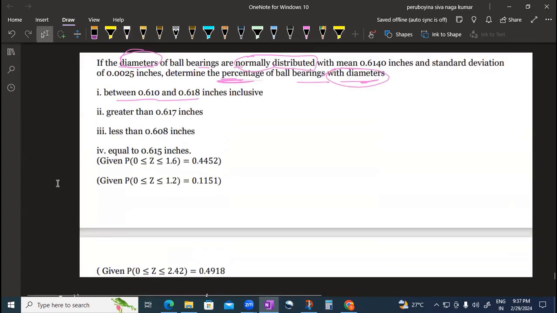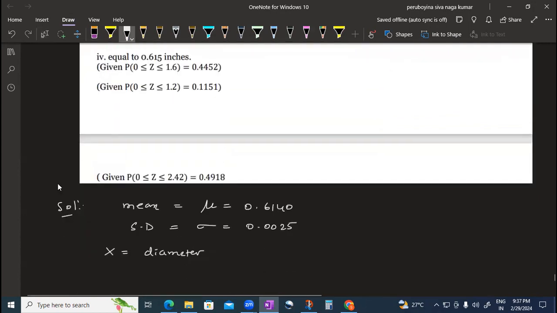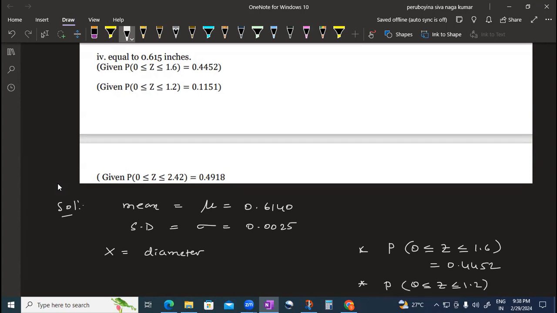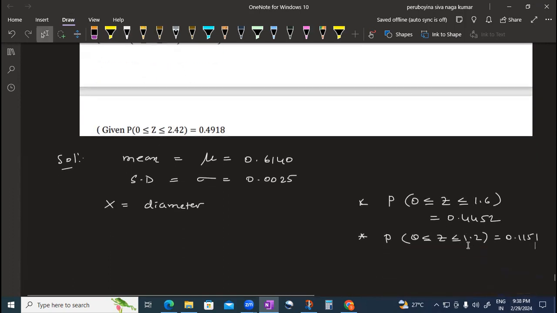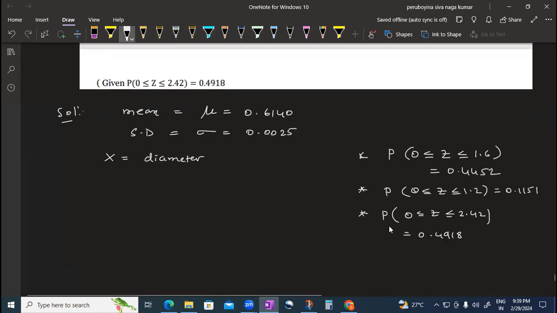I will copy these values. Probability of 0 less than or equal to Z less than or equal to 1.6 will be 0.4452. Every time we cannot move up and down. And also he said that P of 0 less than or equal to Z less than or equal to 1.2 is 0.1151. And one more value, probability of 0 less than or equal to Z less than or equal to 2.42. Okay, x is equal to the complete diameters he is talking about.